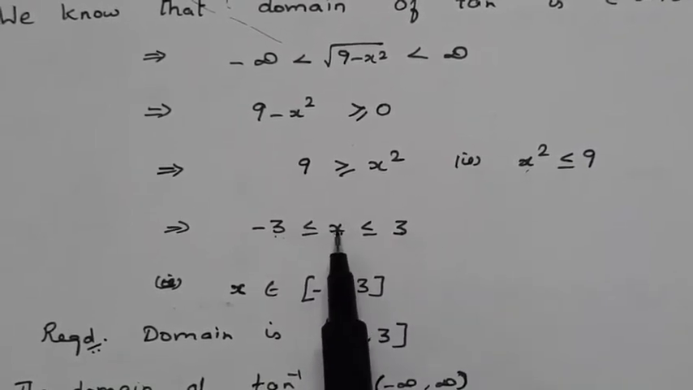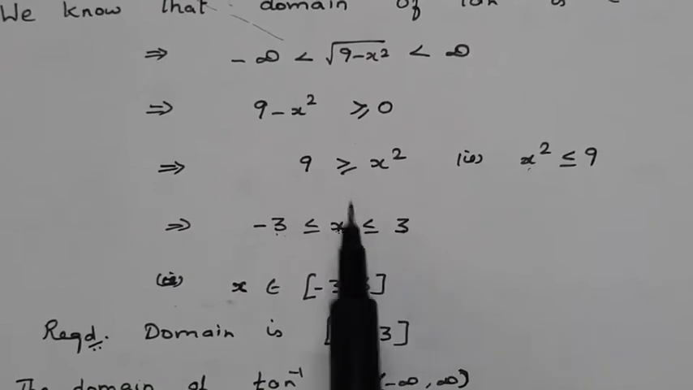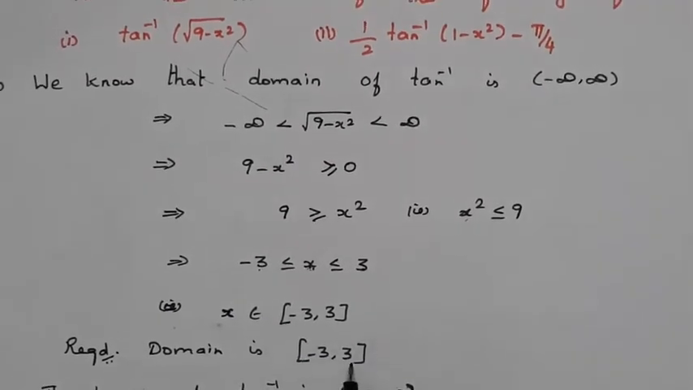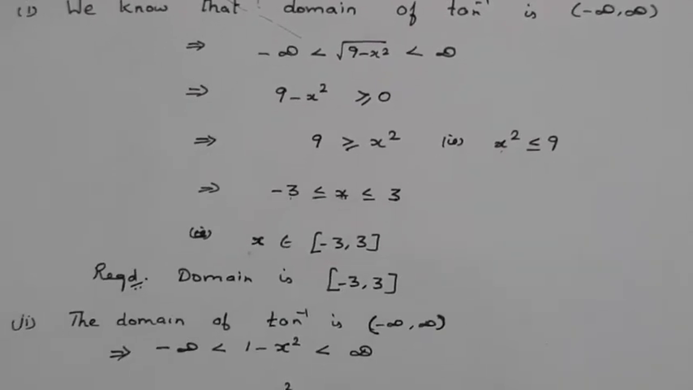So what is the value of x? X ranges from minus 3 to plus 3. So what is the domain of the given function? X belongs to the closed interval minus 3 to plus 3. Okay, are you able to follow this?